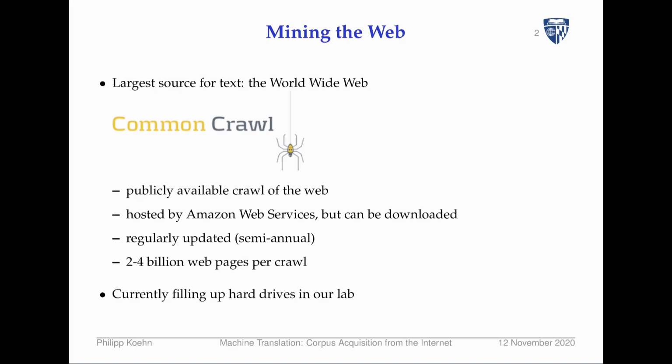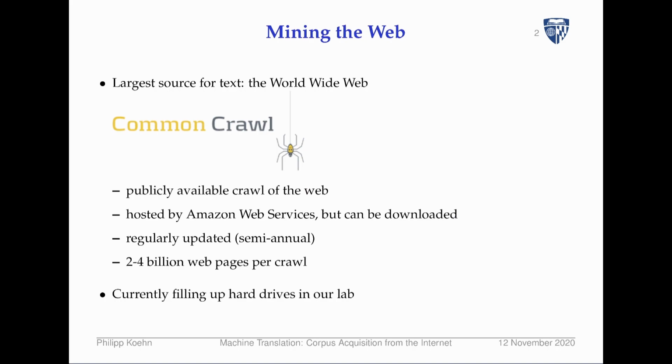So where do we get this text from? Well, we get it from mining the web. So the largest source for text you can have ready access to is the World Wide Web. And there's actually a commonly available crawl of web content that is called CommonCrawl. It's publicly available. It's a crawl of websites. It's hosted by Amazon Web Services, but you can also download it from there.